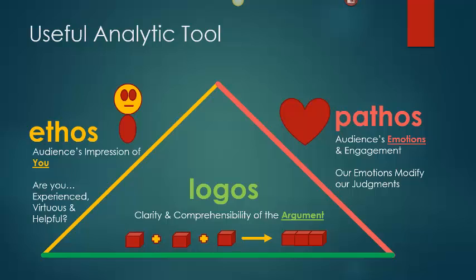Ethos is your audience's impressions of you. Are you experienced, virtuous, and helpful? Pathos is your audience's emotions and engagement, because our emotions modify our judgments. And logos is the clarity and comprehensibility of the argument itself. Okay, now that we've overviewed, let's go into more particulars.